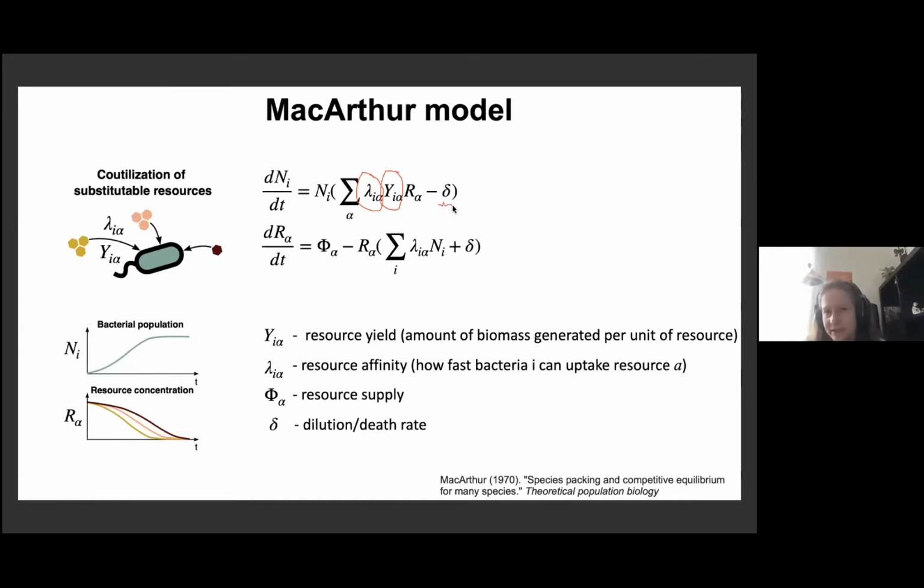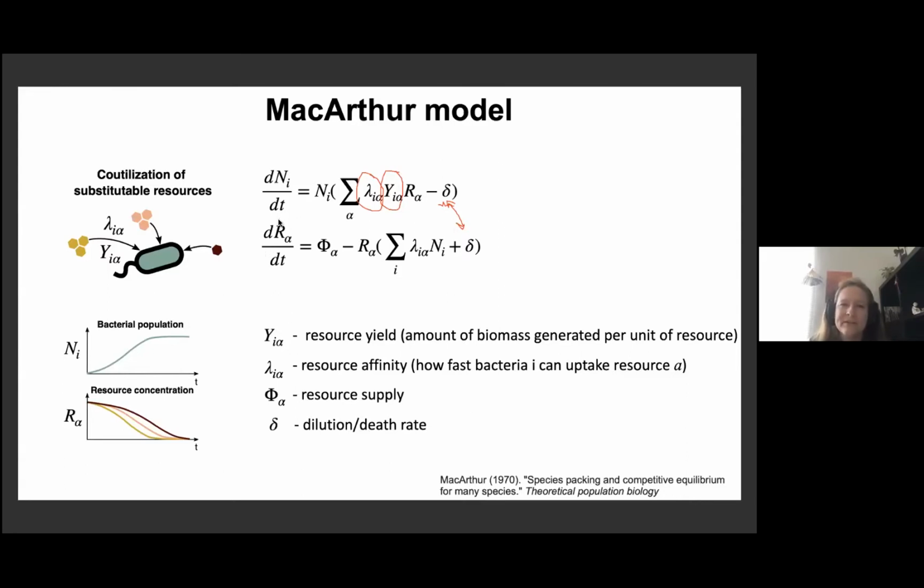And this delta here is some removal of microbes from your system. It can be mortality rate. It can be just dilution if you're operating in a chemostat or in a batch culture or something. And in a lot of cases, especially in the chemostat, delta for microbes and delta for resources are the same, and it allows you to save a little bit on parameters in your model.